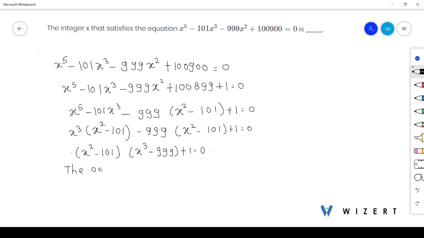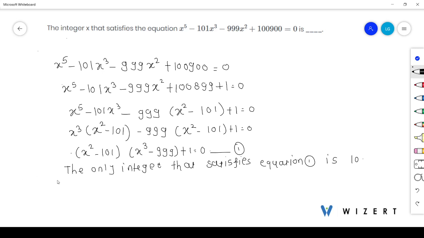Now here the only integer that satisfies this equation, suppose this is equation number 1, is 10, because here we can observe if x square minus 101 plus 1 equals 0, then x square equals 101 minus 1, that is x square equals 100. So x will be plus or minus 10.